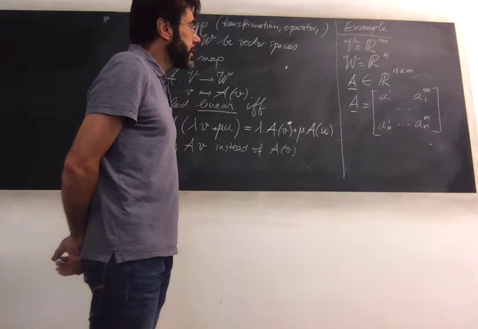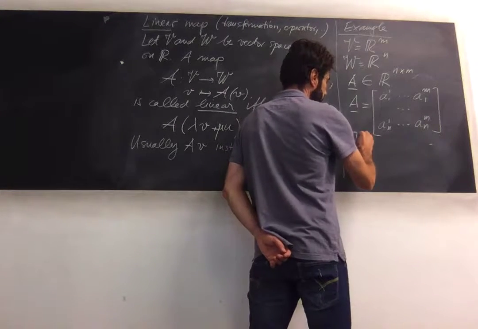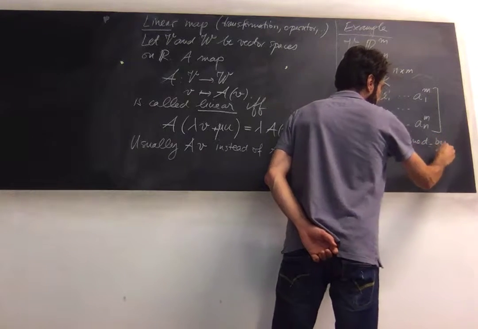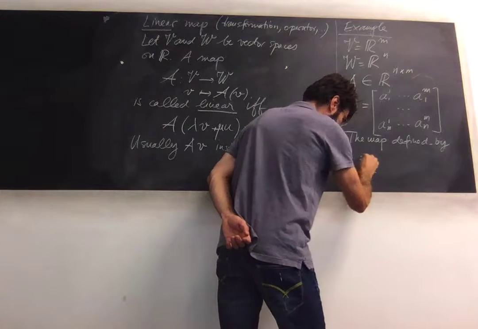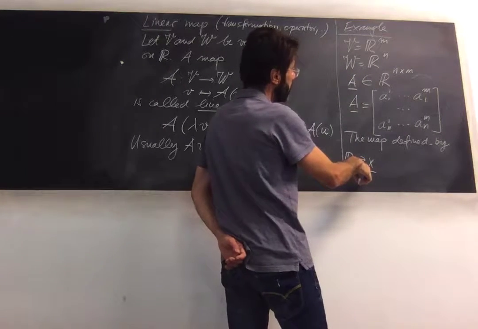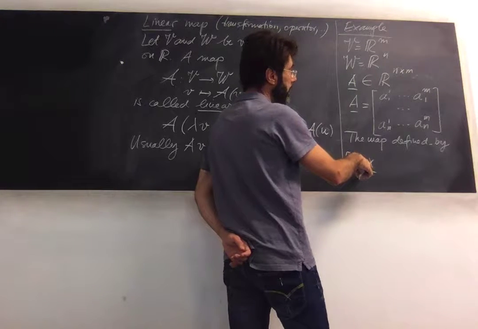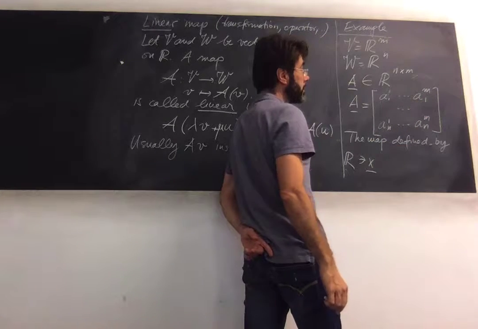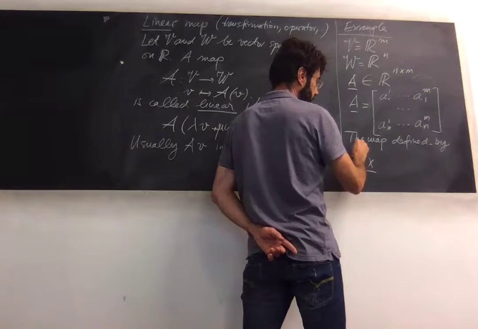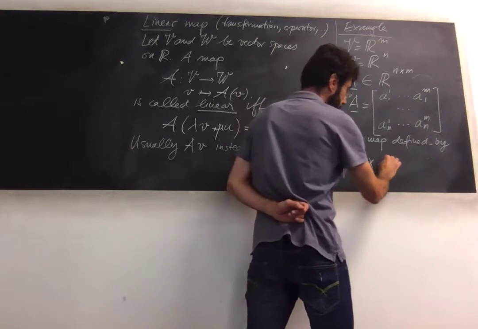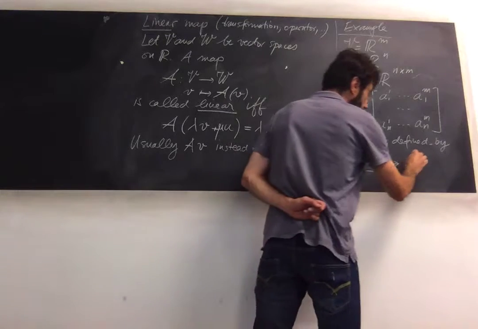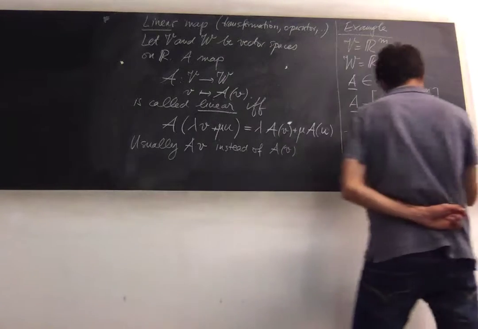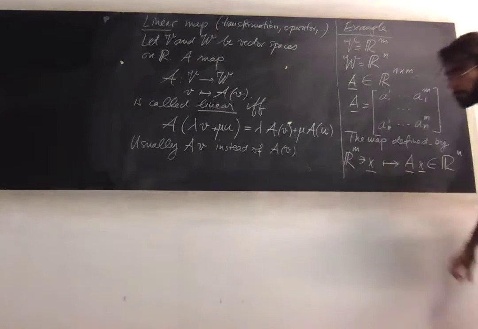The example I want to do is the following. So the map defined by x in R^m. So this is going to be a column with as many entries as there are columns in A. So this one here is in R^m. And it will be mapped to the multiplication of the matrix A with the vector x in R^n is linear.